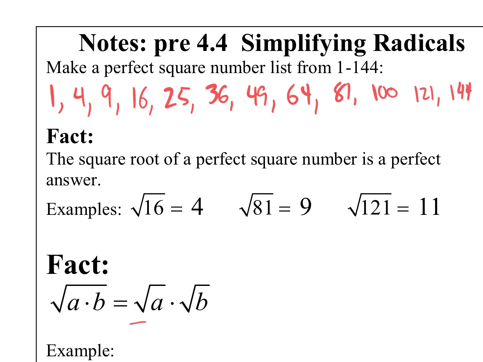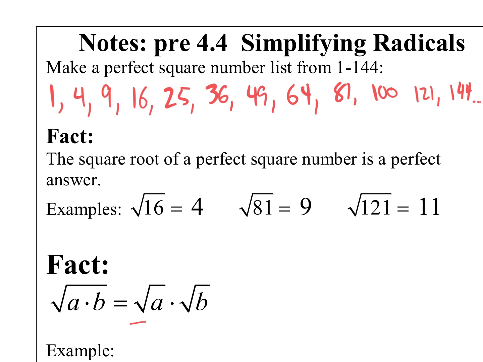Now, of course, this list goes on forever. Like you could go 13 times 13, 14 times 14. But this is a list of perfect square numbers from 1 to 144. And usually writing these numbers will help you when you're simplifying square roots. You see, when you do the square root of any one of these numbers, you get a nice, beautiful answer, okay? The square root of 16 is 4. The square root of 81 is 9. The square root of 121 is 11.